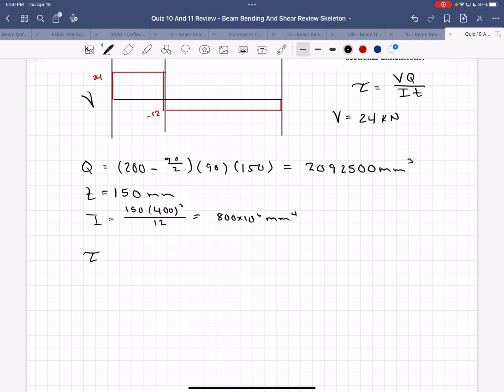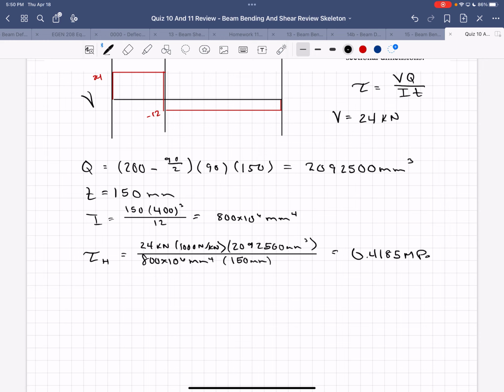Okay. Shear stress at H equals 24 kilonewtons times 1,000 newtons per kilonewton times the giant Q of 2092500 millimeters cubed, all divided by I, 800 times 10 to the 6 millimeters to the 4th, times 150 millimeters is the thickness, and we get 0.4185 megapascals.